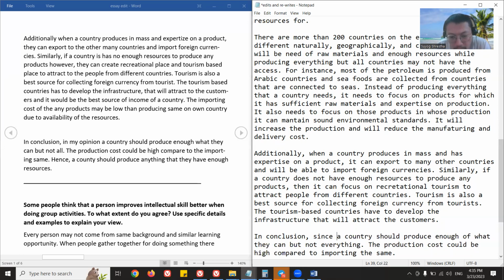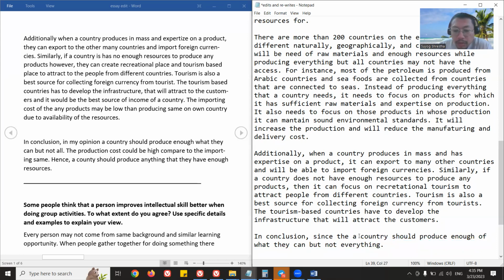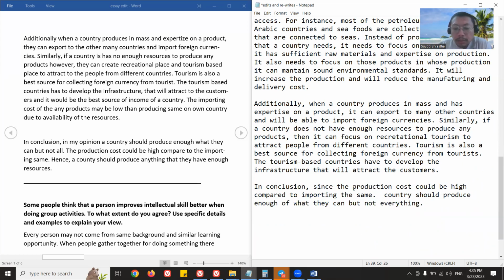Okay, so in conclusion, since the cost of production could be higher, right? Higher, we need a comparative adjective, higher compared to importing. So the cost of producing something could be higher compared to importing the same. Our country should produce enough of what it can. Again, another error, right? 'What it can', I had missed the error, but finally I found it, right? Because that's what my training is in, right?